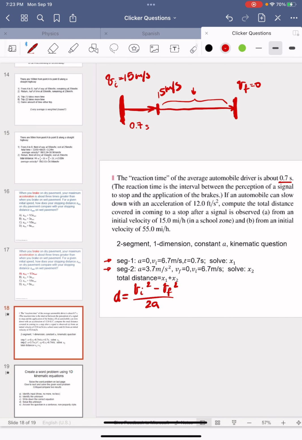So here some of the calculations are already given to us. So we know that for the first part, a is 0, right? Since the car is traveling, it's not speeding up or slowing down. The initial velocity is already calculated. Sorry, it was miles per hour, but in meters per second, it's going to be 6.7 meters per second.